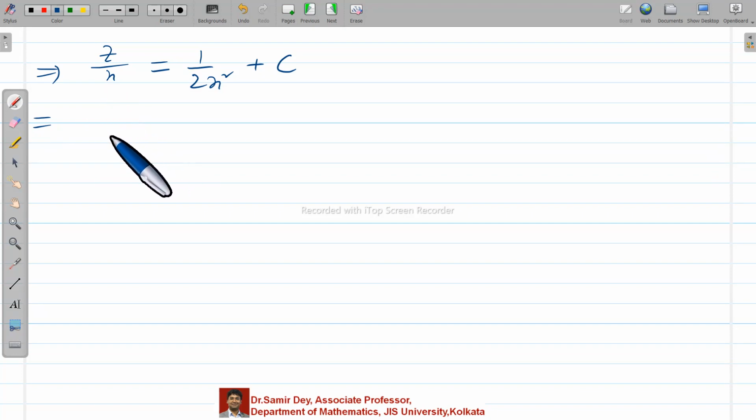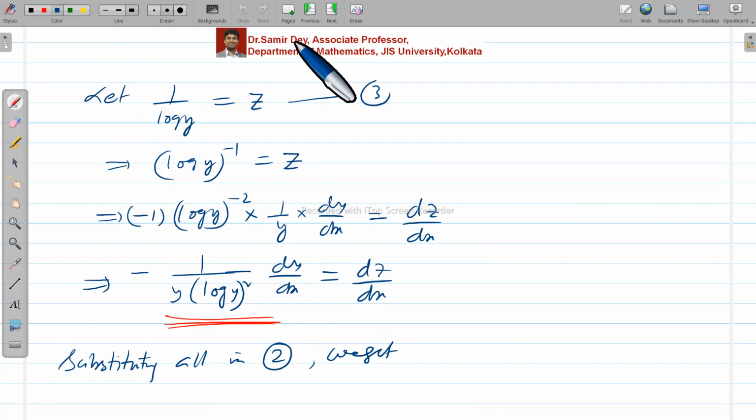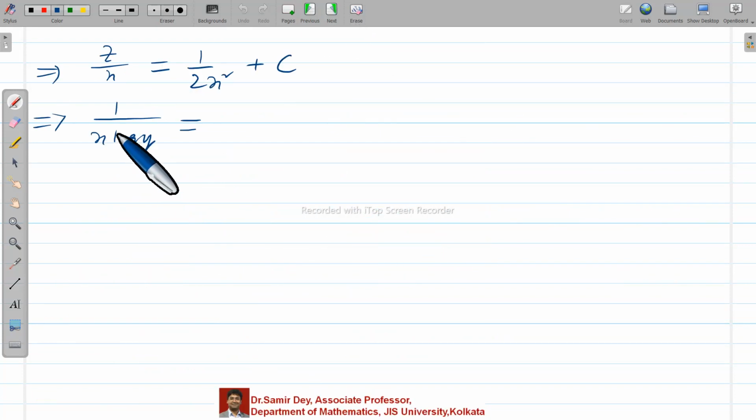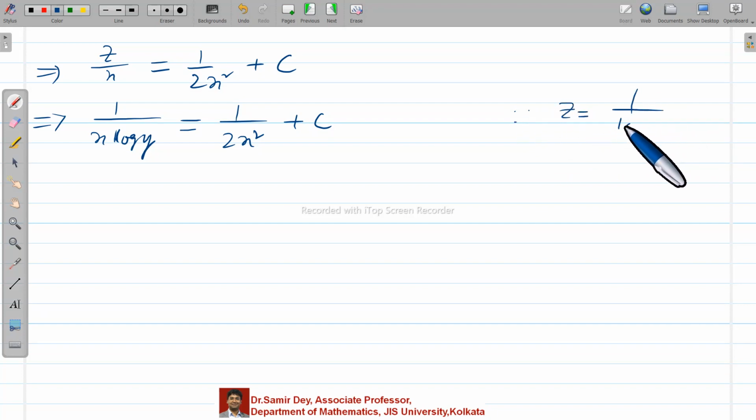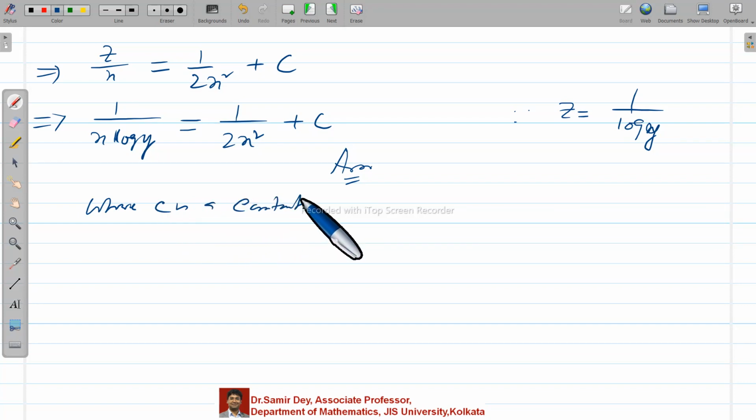Okay, now you replace your z. What is your z? z is equal to how much? 1 by log y. So please write down 1 by log y is equal to 1 by 2 x square plus c, since z is equal to 1 by log y. Okay, so it is the solution. What is c? c is a constant, where c is the integration constant, you may write. Okay, is it clear? Please check line by line.